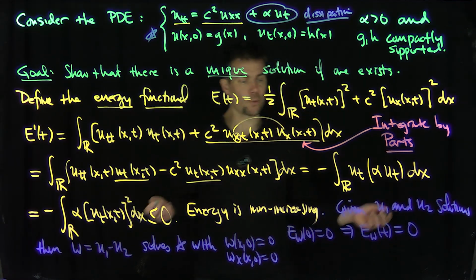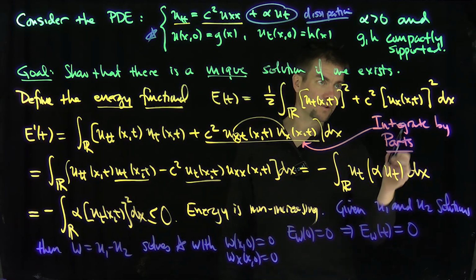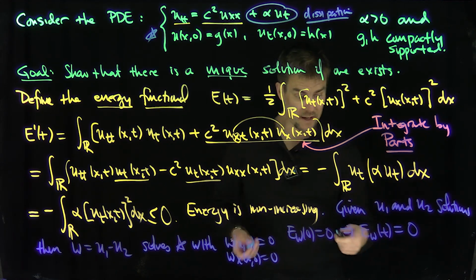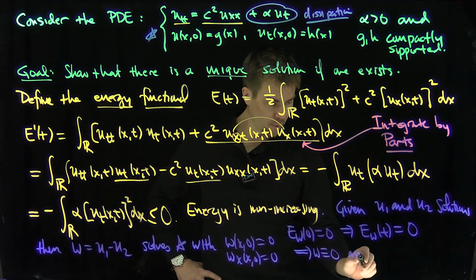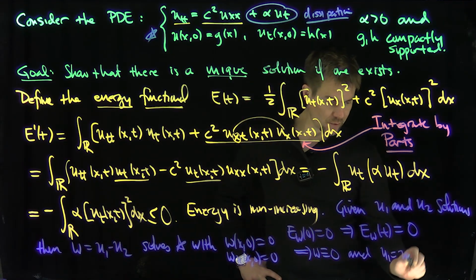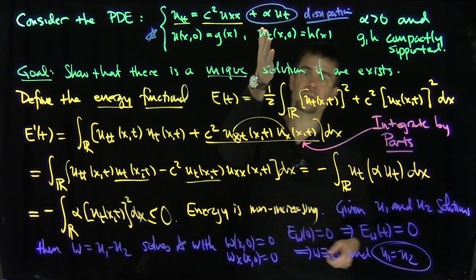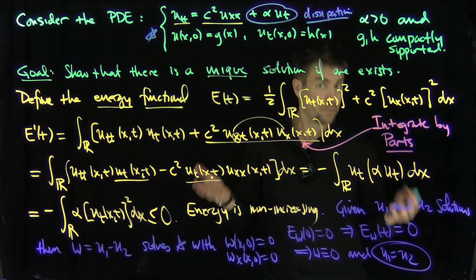So that says that the t derivative squared and the x derivative squared are always equal to 0, which forces those to be 0. That says that w has to be identically equal to 0. Therefore u1 is equal to u2 for all times. In other words, u1 and u2 start off with the same thing and they have to agree for all time. Therefore, the solution to this problem is unique.